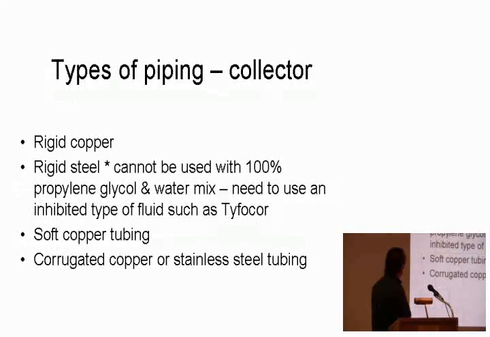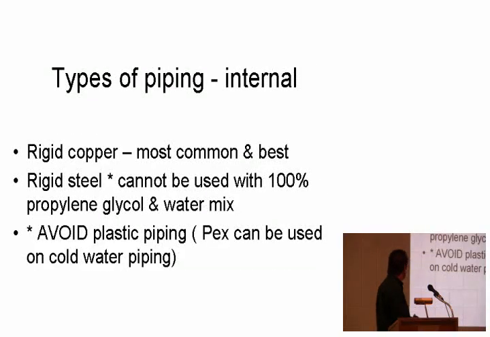Next slide. Types of piping. Rigid copper, rigid steel, soft copper tubing, corrugated copper, and corrugated stainless steel tubing. The corrugated stainless steel tubing is really nice stuff to work with, but it's also the most expensive to work with. Next slide. Internal piping, very similar.